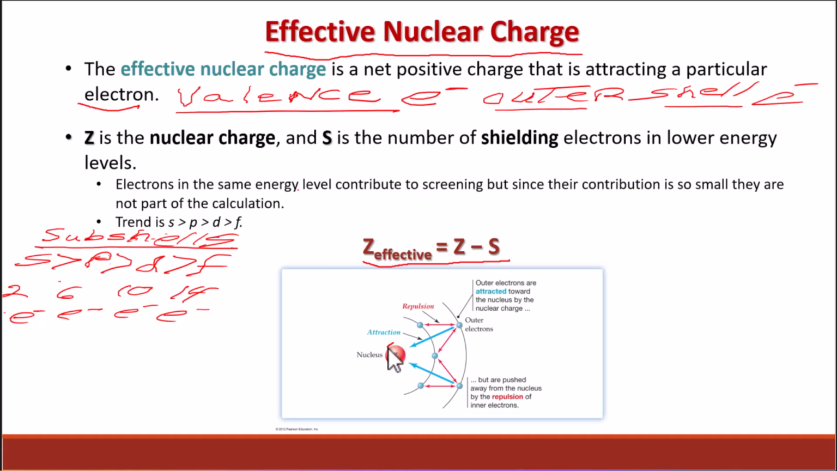So here's our diagram. Here's the nucleus. Here are our shielding electrons, these guys down here. And remember, electrons have negative charge. And with those outer electrons, you have a negative, and you know negative and negative charges will repel each other. So you get a little bit of repulsion between the core electrons and the outer valence shell electrons, enhancing the shielding. So outer electrons are attracted toward the nucleus by the nuclear charge, but they're pushed away from the nucleus by repulsion of the inner electrons or core electrons.